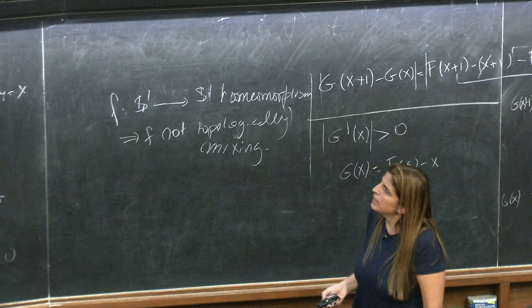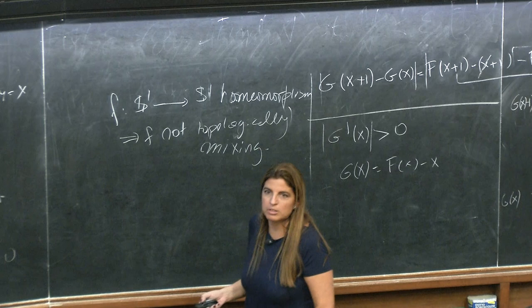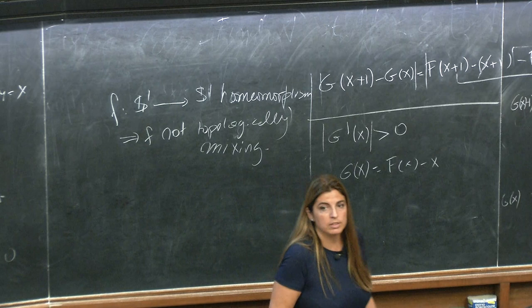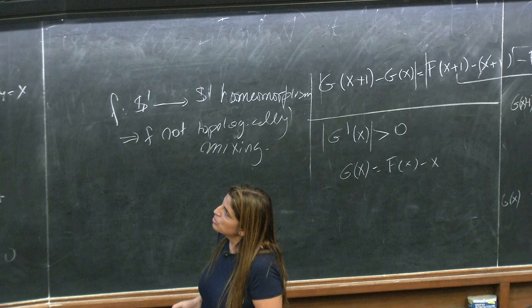Rotations are not topologically mixing. Isometries are not topologically mixing in the circle. But let's put in some more difficulty. Homeomorphisms on the circle are not topologically mixing, but you can get a flavor with the rotations. And so expanding maps on the circle are topologically mixing.